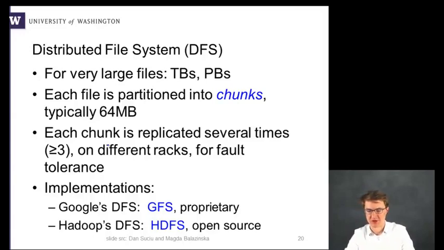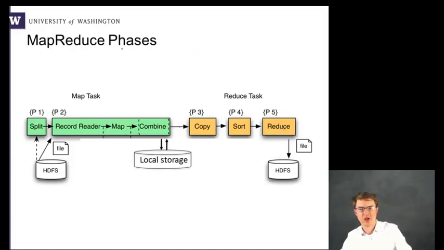And so the implementations here are GFS and HDFS. DFS is the concept, and the implementations are GFS and HDFS. All right, so here are the phases of MapReduce that are a little bit more detailed than the abstract phases that we were talking about when we were talking about the programming model.